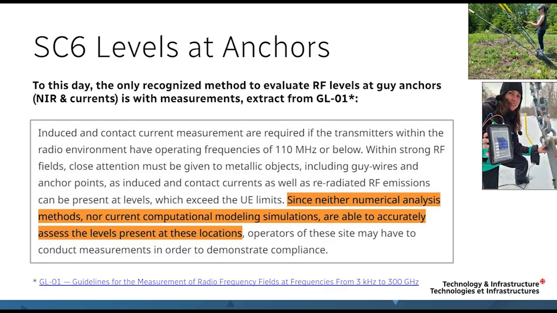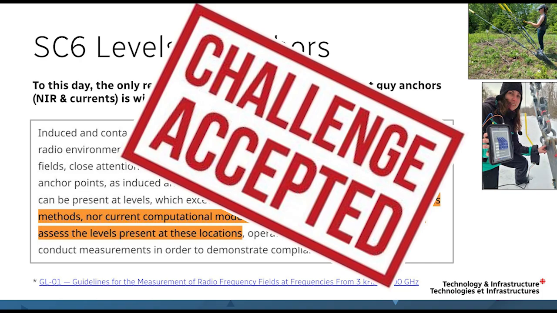I don't remember if it's the GL one that says that neither numerical analysis methods nor computational modeling simulations are able to accurately assess the levels of current present at these locations. There are some quotes involved that I'm not sure of, I'm maybe paraphrasing, but it's still there, meaning that the guideline says we cannot measure those things, we cannot simulate those things in advance. But yeah, whoops, there was a challenge accepted.